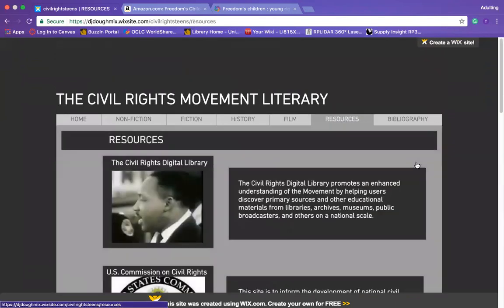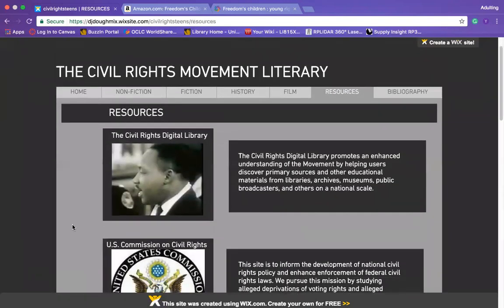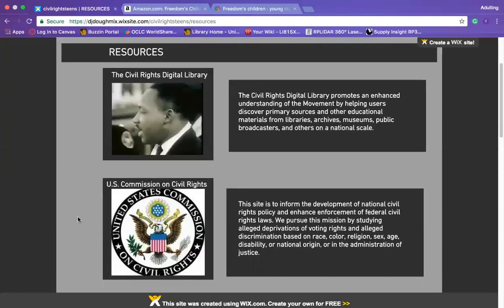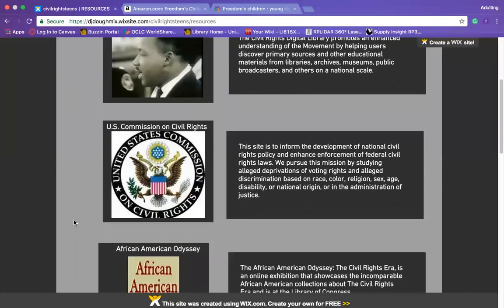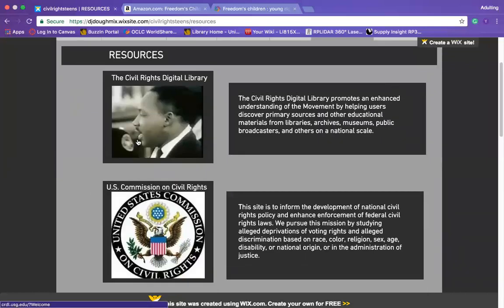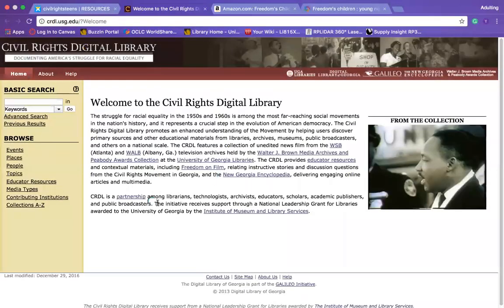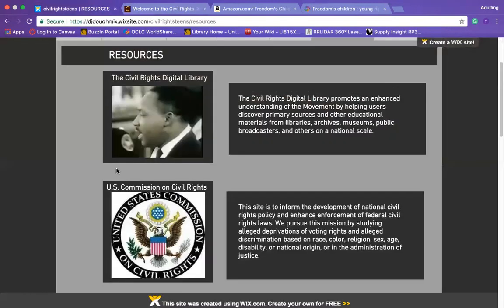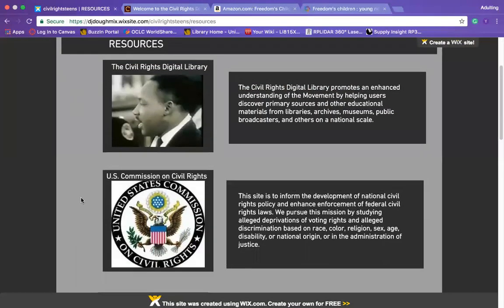Going on to resources. Resources are really important for students because they can go further into their research on the civil rights movement. Clicking on an icon leads them to things like the Civil Rights Digital Library. Here you can browse through events and places and find a collection of pictures of how the civil rights movement came about and how it was documented.